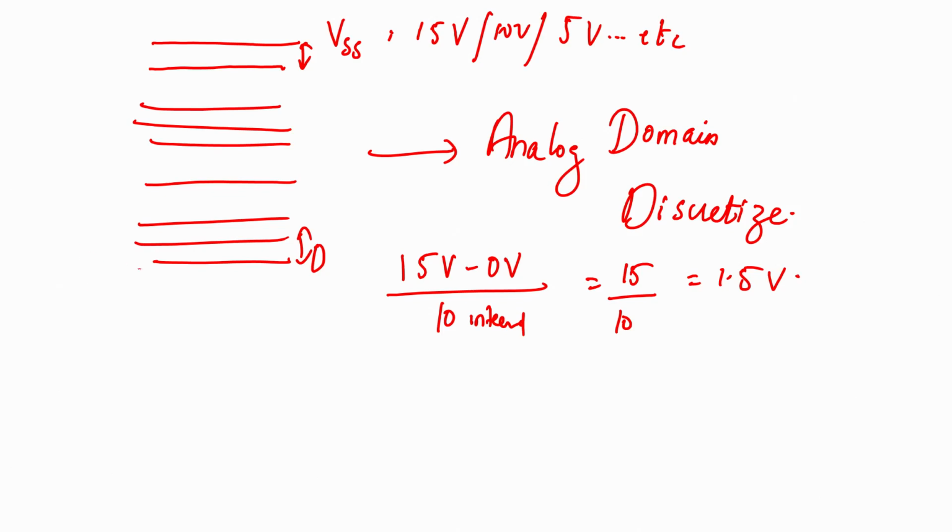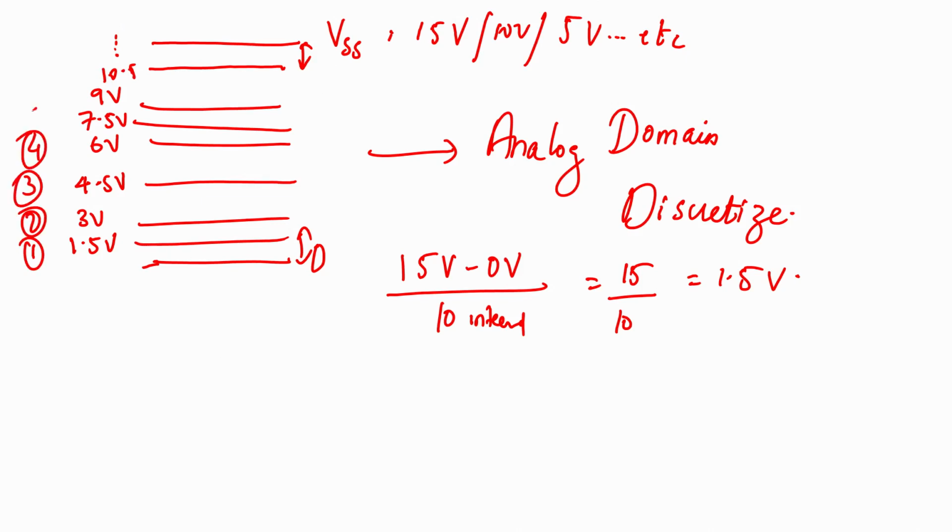So what does this mean? This will be 0, my first level will be 1.5 volt, my next level will be plus 1.5, so 3 volt, my next level will be 4.5 volt, then 6 volt, 7.5 volt, 9 volt, then 10.5 volt, like that you will go. We will have 10 levels, 1, 2, 3, 4, 5, 6, 7, like that up to 10. These are the levels that will be there, correct.